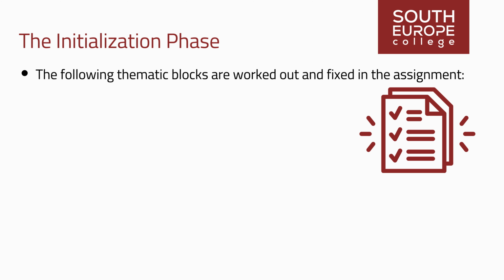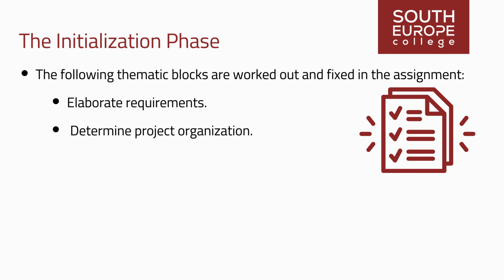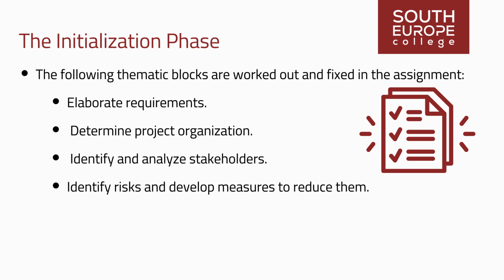The following thematic blocks are worked out and fixed in the assignment. Elaborate requirements. What should be realized? Determine project organization. Identify and analyze stakeholders. Identify risks and develop measures to reduce them. Structure and roughly plan the project.